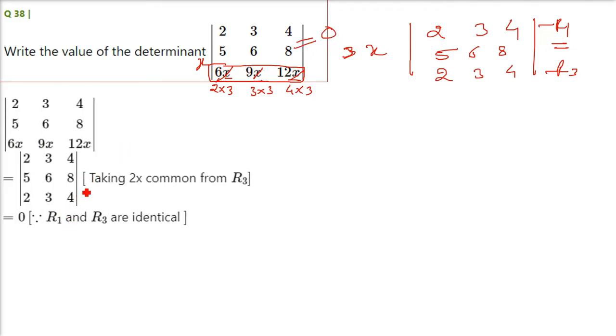Since here I've just given 2x, so let me change it here. One more thing you can do, you can directly take 3x common at once. I just gave you an idea why we took this 3x out. There is a reason. So what do we get? It is equal to 0. R1 and R3 are identical, and when two rows or columns are identical, the determinant is going to be 0.